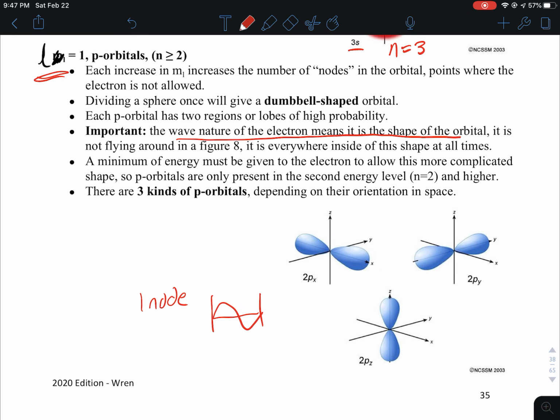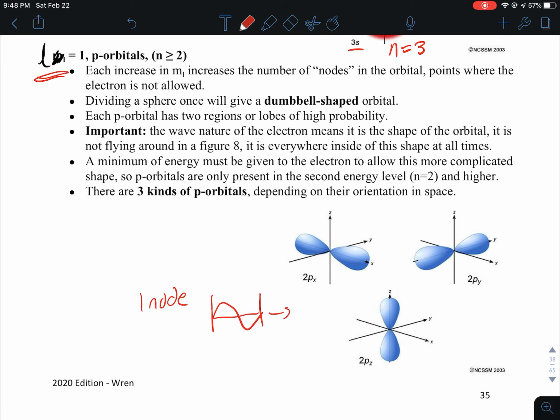Important, the wave nature of the electron means it is the shape of the orbital. It is not flying around in a figure 8. It is everywhere inside the shape at all times. This is the minimum size and minimum area that an electron can take up if it has this amount of energy. That's probably the best way to think about it.